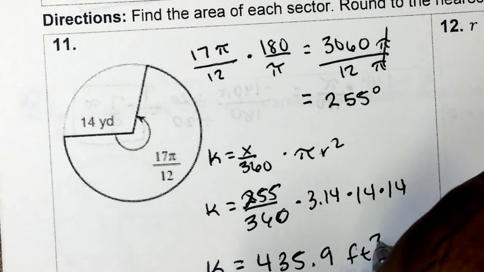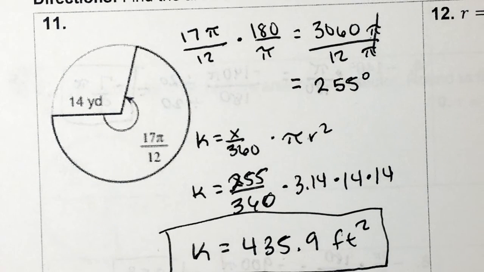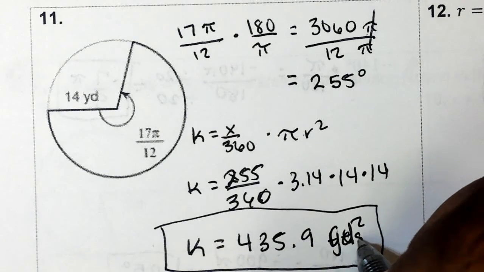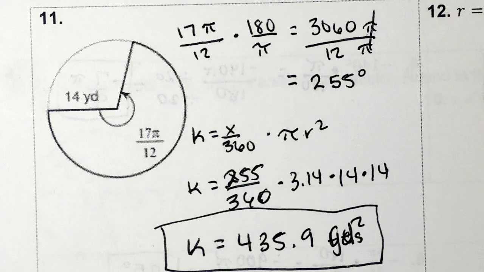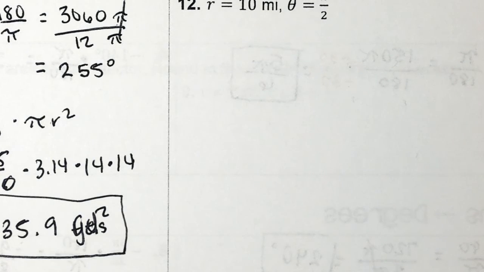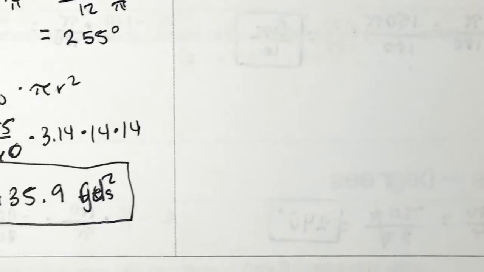435.9. This is feet squared since we're in area now and not length no more. Oh, yards. My bad, yards squared. Obviously do number 12. And one more time? 78.5. Yes, sir. 78.5 miles squared. If you ain't got that, rework your problem.